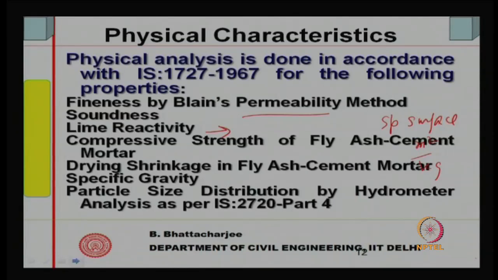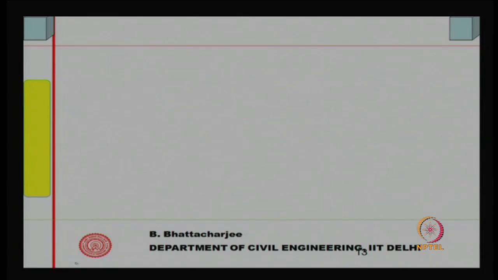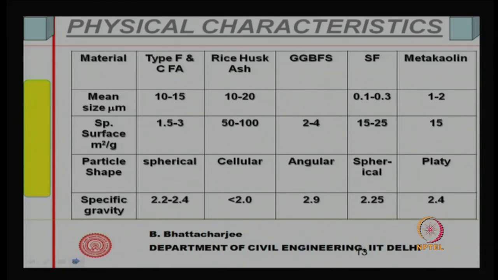But in any case, one must understand that the particle size determined by one method is not comparable to that determined by another method. So, they are essentially comparative tools to find out fineness and particle size distribution. If you look at the physical characteristics of some of these pozzolanas, fly ash mean size is 10 to 15 micron. Now, there are two types of fly ash, F and C. I will come to that later on.